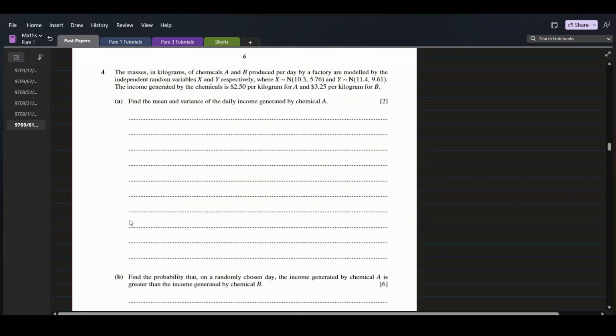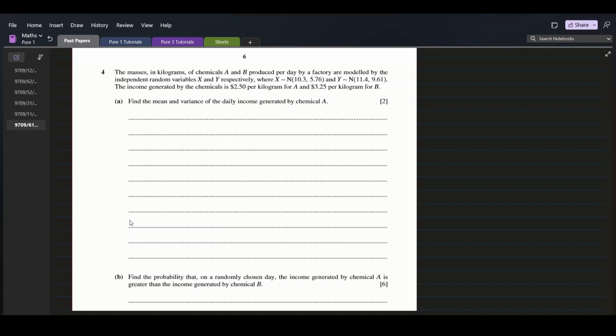And this would be our final answer. Number 4. The masses in kilograms of chemicals A and B produced per day by a factory are modeled by the independent random variables X and Y respectively, where X follows a normal distribution with mean 10.3 and variance 5.76, and Y follows a normal distribution with mean 11.4 and variance 9.61. The income generated by the chemicals is $2.50 per kilogram for A and $3.25 per kilogram for B.